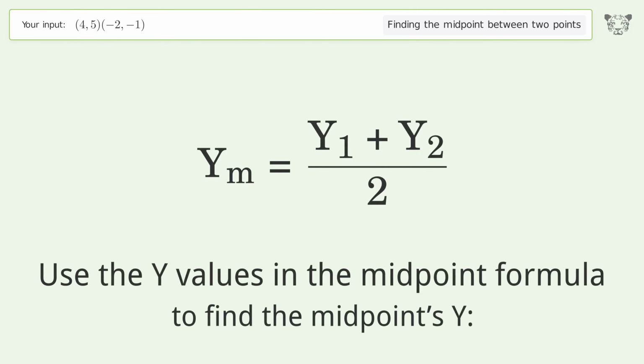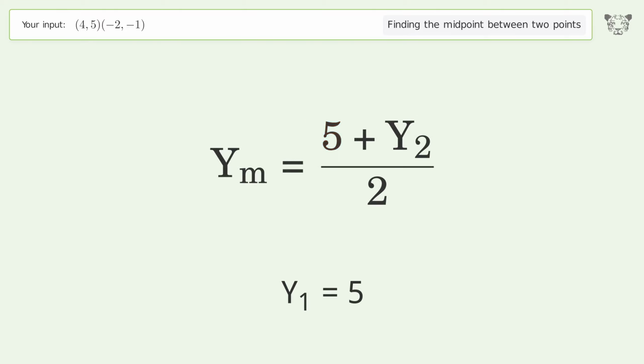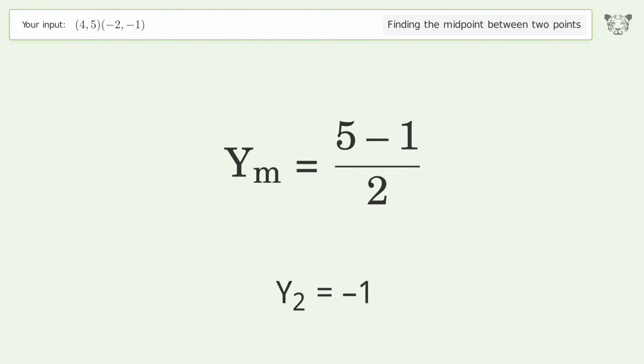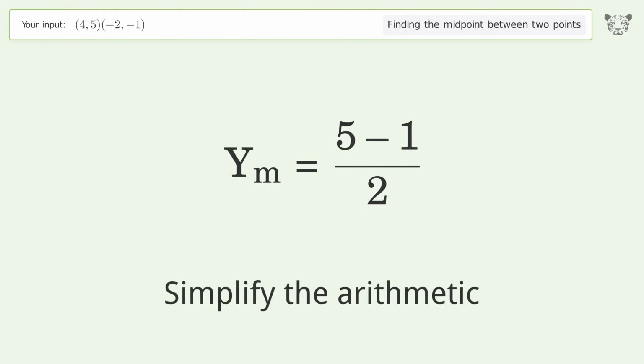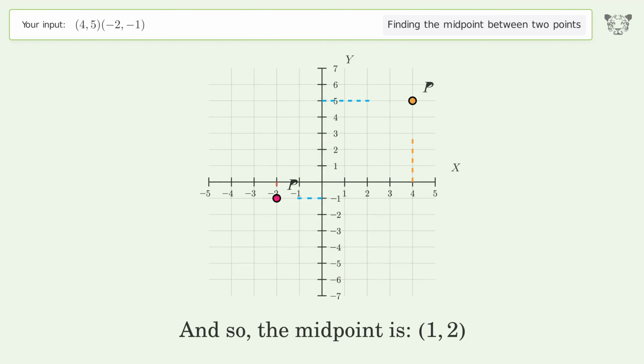Use the y values in the midpoint formula to find the midpoint's y. y1 equals 5. y2 equals -1. Simplify the arithmetic. And so, the midpoint is 1, 2.